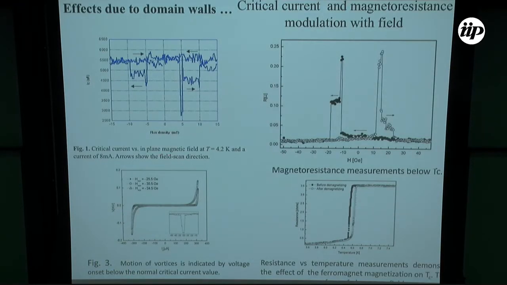Indeed, the results are here. You start from a large field, then you go down and change the field, and at coercive fields you have critical current drops in superconductivity, and then it returns back to normal and then goes back and so on. This has also been confirmed in the so-called magnetoresistance measurements. I won't go into much detail, but in effect, you have an increase in magnetoresistance when the superconductor is almost completely superconducting, but not completely. So that's why I get this.